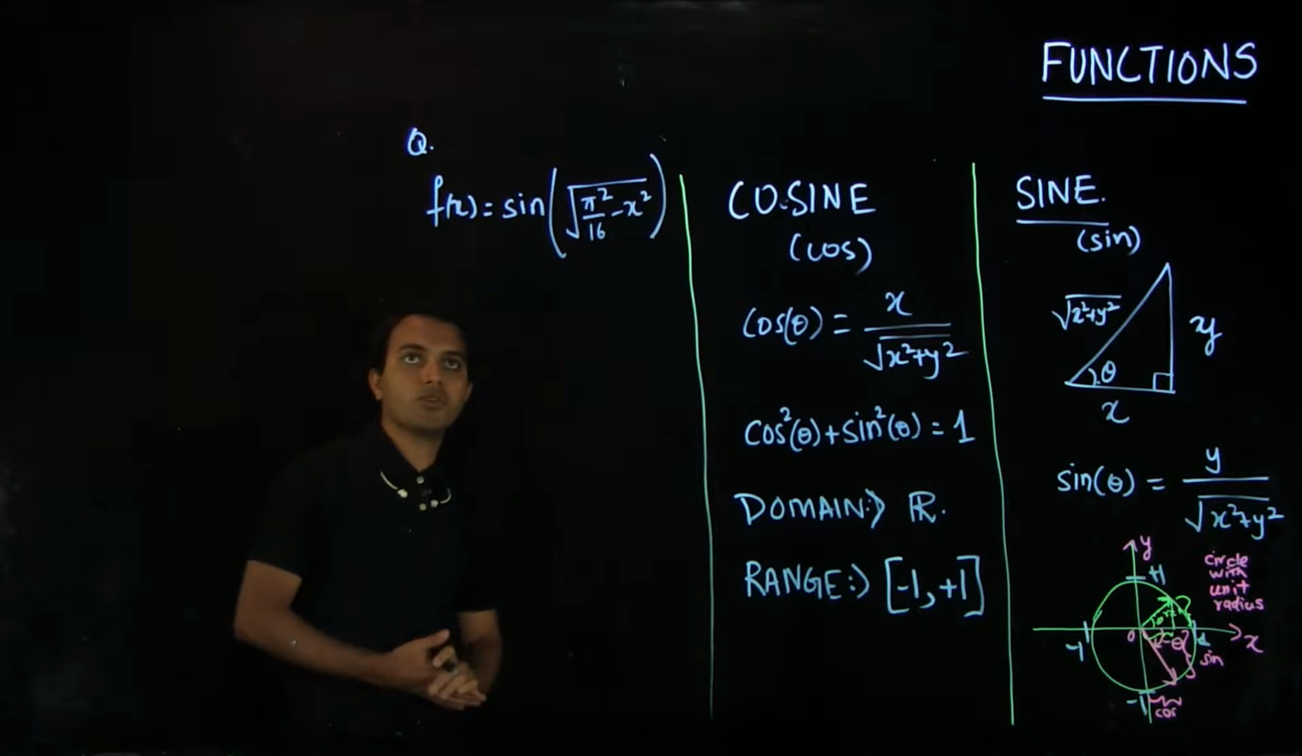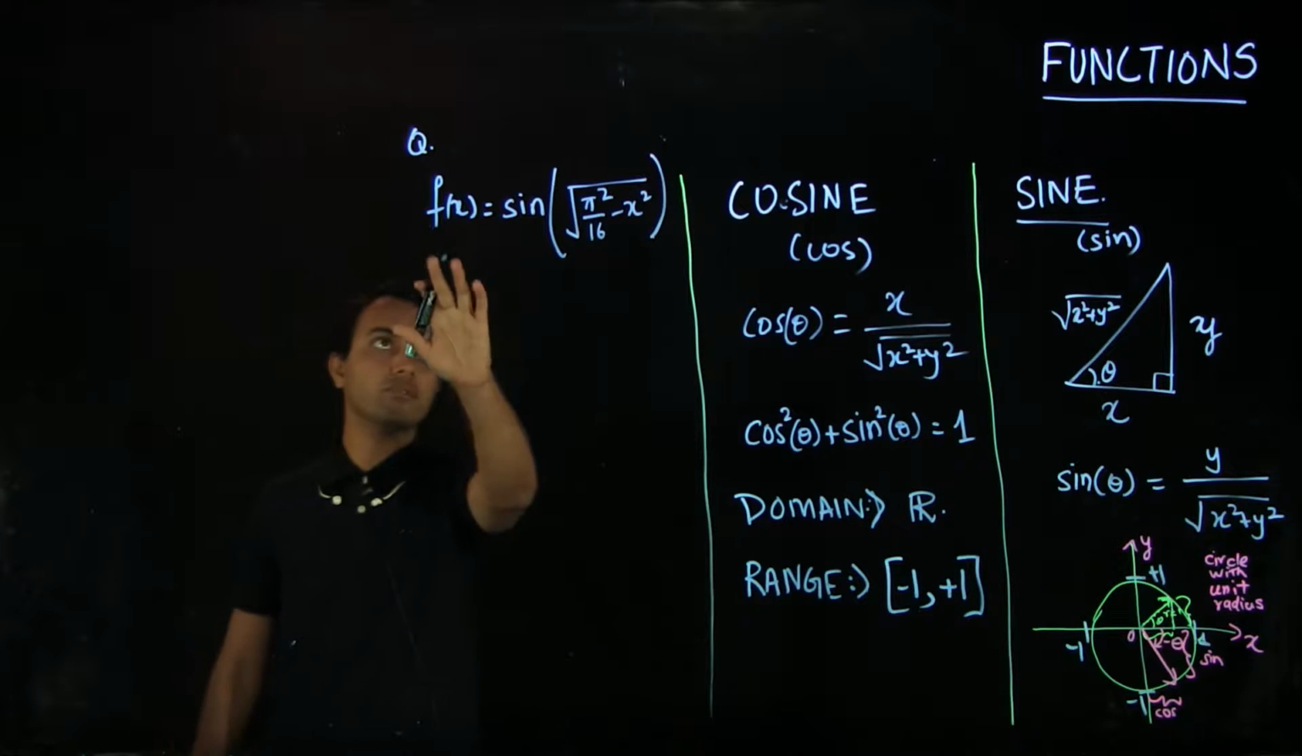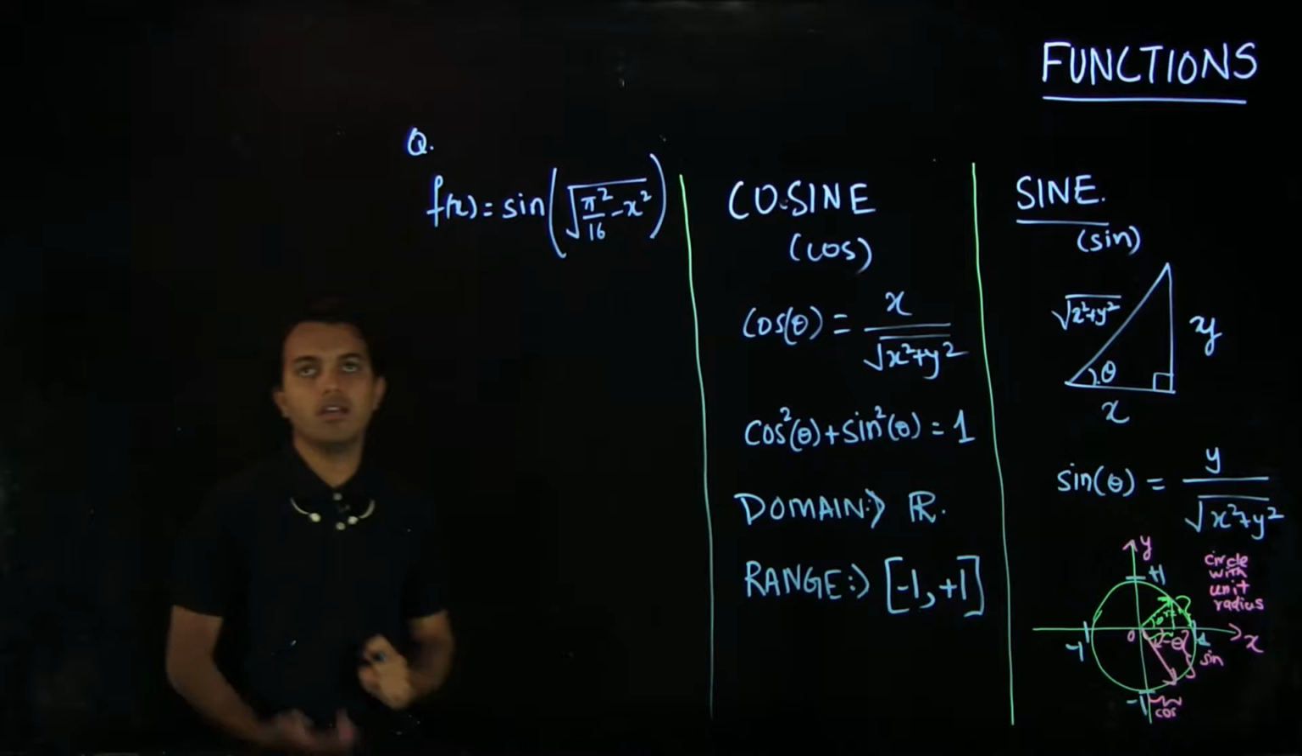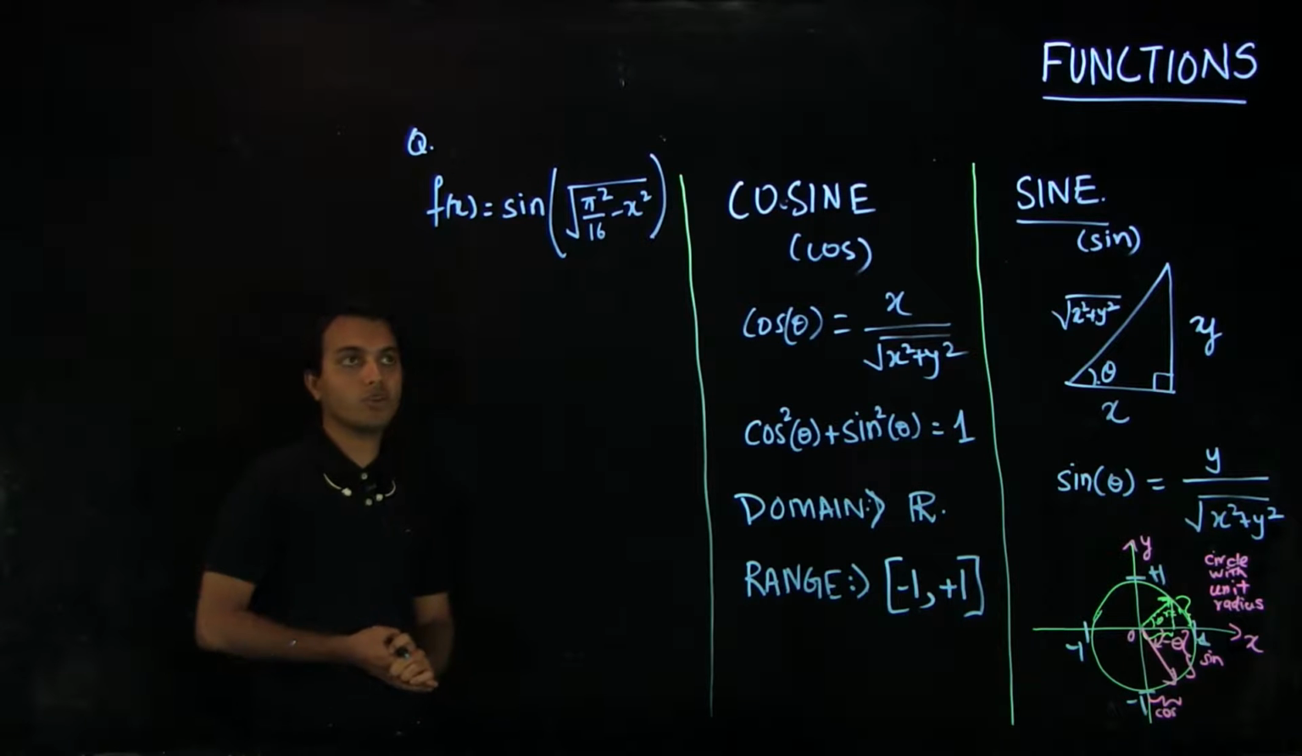So this is what the question tells us, that f of x is equal to sine of square root of pi square upon 16 minus x square. We need to figure out what's the domain of this function.